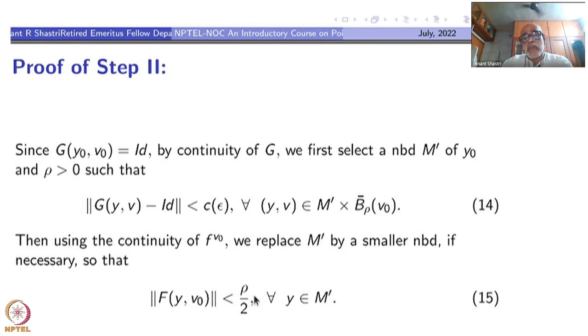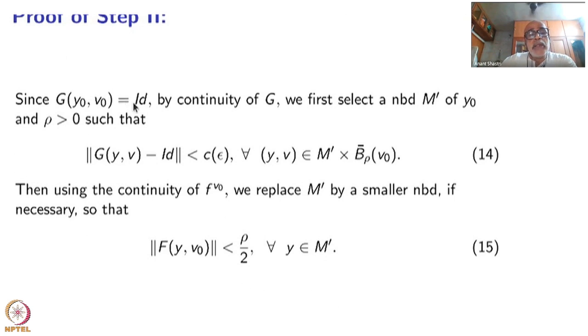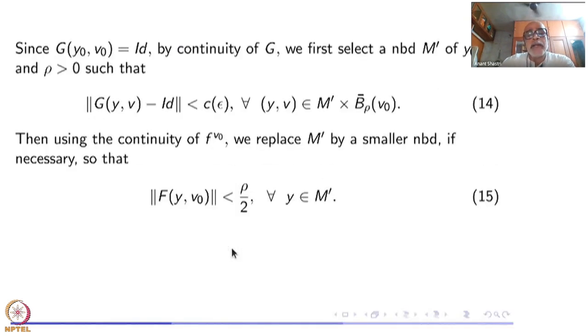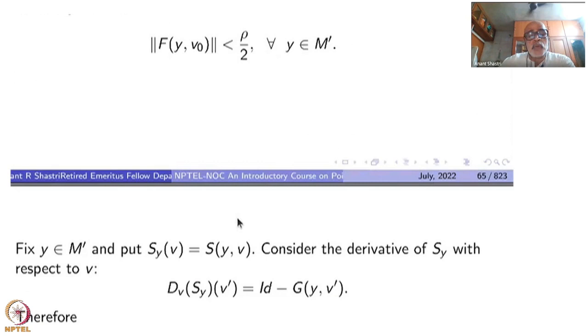See here, if I had kept originally T, then I had to write a norm of T inverse here. So this becomes easier because I can just take rho by 2. All right. Next I come to take some point y in M prime. M prime has been cut down neatly.